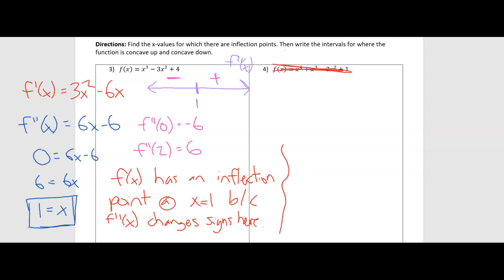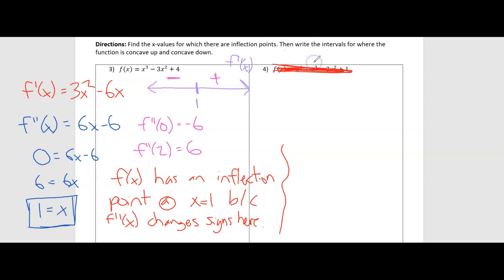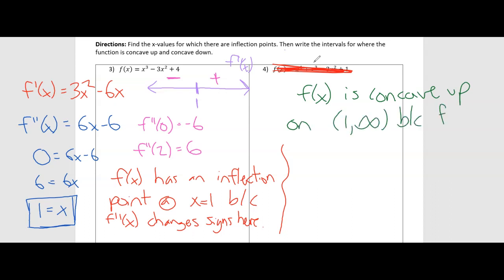Now we also need to talk about concavity intervals. So we're going to say f of x is concave up on the interval 1 to infinity because f double prime of x is greater than 0 on this interval.